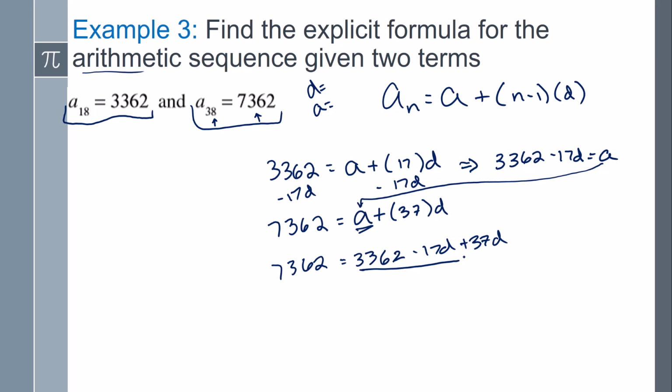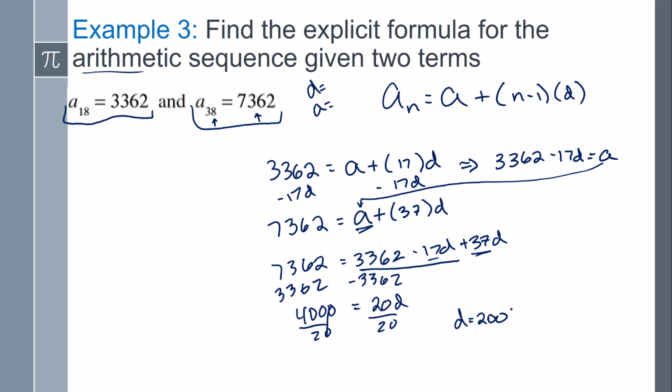So now I need to just solve for d. So solving for d, I can subtract 3,362. So that's going to give me 4,000. And then 17d plus 37d, that's going to give me 20d. Divide both sides by 20. And d equals 200.